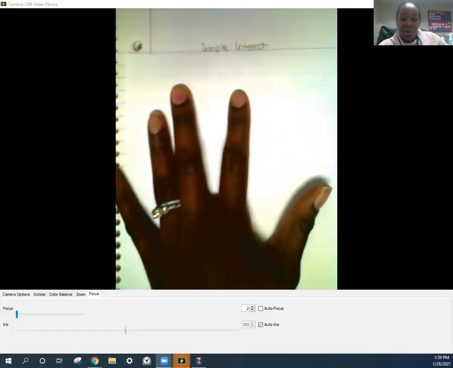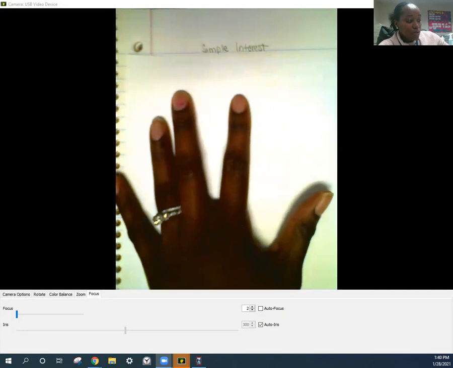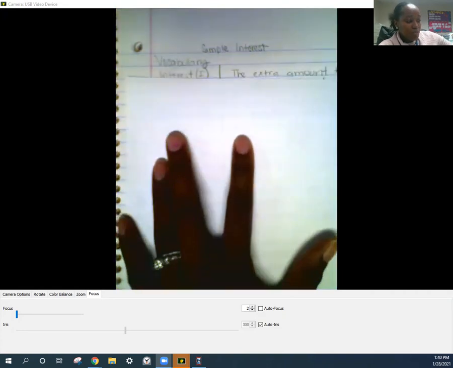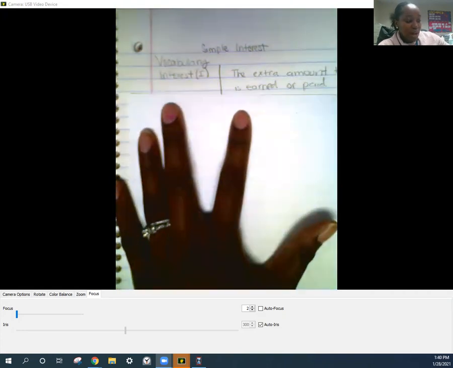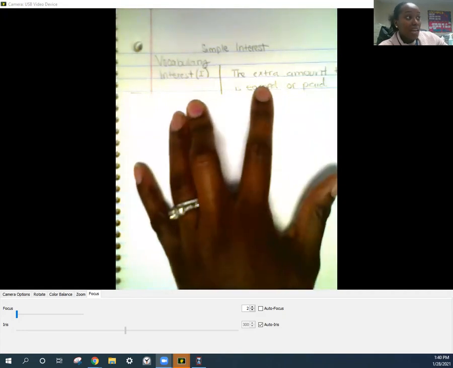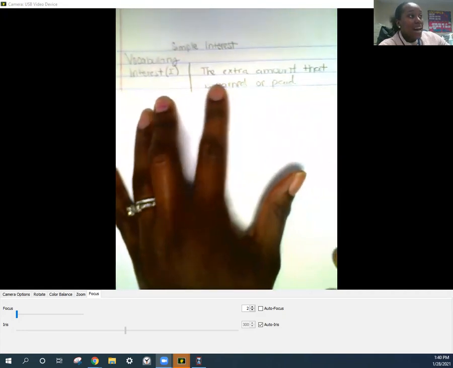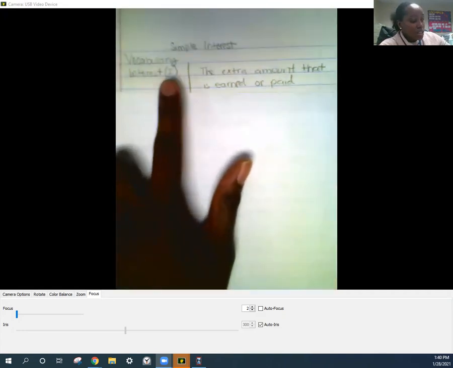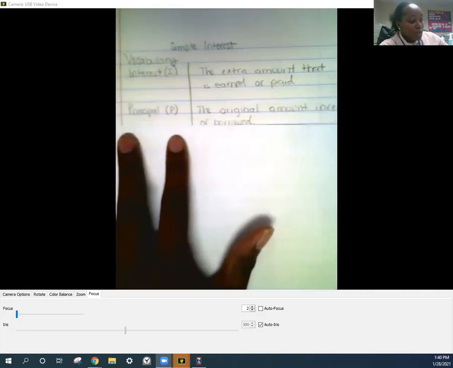All right, students, let's talk about simple interest. So some of the vocabulary for simple interest, we have the interest, which is the extra amount that is earned or paid. And we use the letter I to denote interest. So also what we have is our principal. Your principal is always going to be your starting amount.